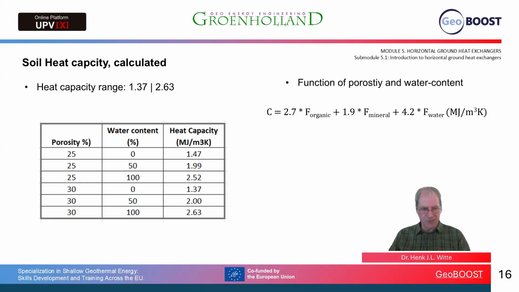Now there are two things that we can vary. That is the porosity value itself. For instance, in the table you can see 25 or 30%, pretty representative for sandy deposits that we find in the Netherlands. And the water content can be 0, so completely dry, 50%, or 100%. And we can see that the heat capacity will be somewhere between 1.4 and 2.6 megajoules per cubic meter Kelvin, so quite a high range of values.